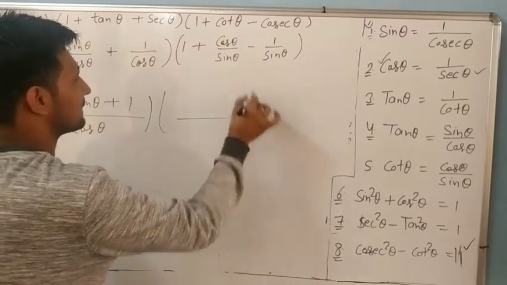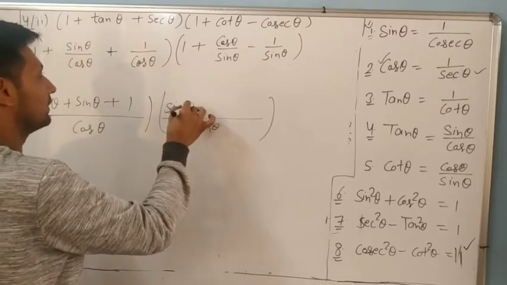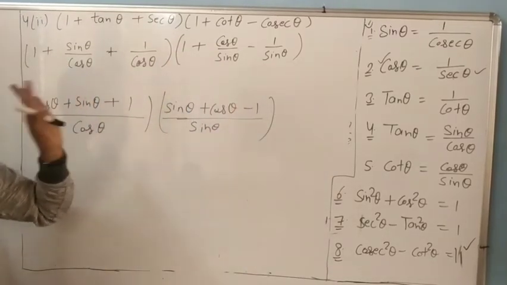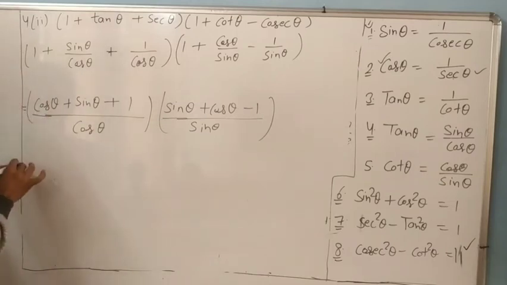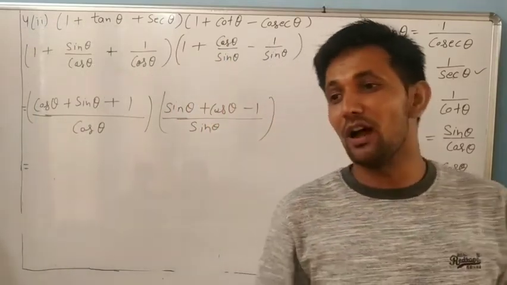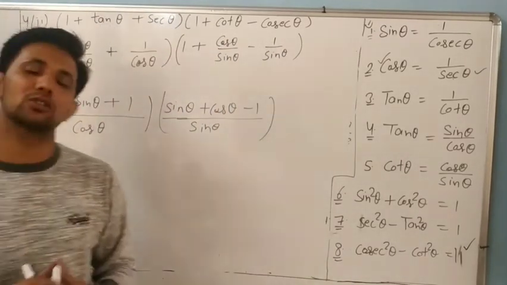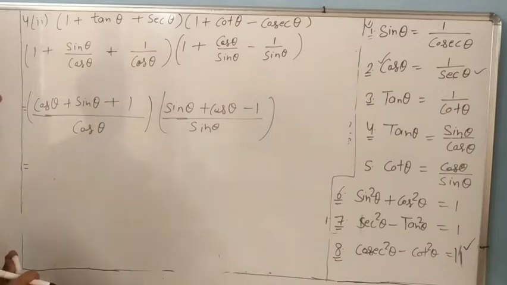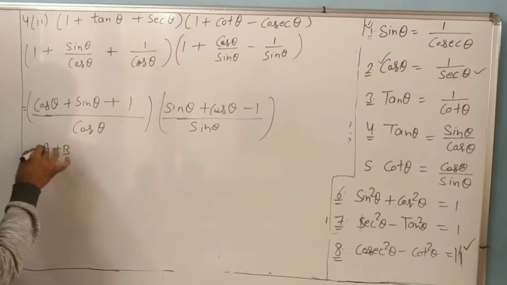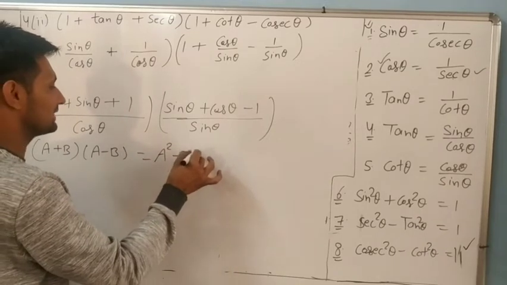Now we will take the LCM here. What is the LCM? Sin theta. So directly: sin theta plus cos theta minus 1. Understand? Till now I think no problem for anyone. Now look here. Now you have to identify formulas. A plus b whole square, a minus b whole square, and one more formula, a plus b times a minus b is equal to a square minus b square. Always write it in your notebook.